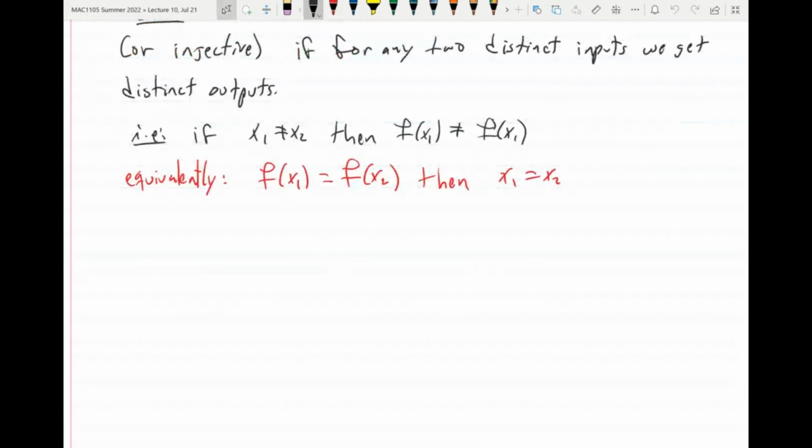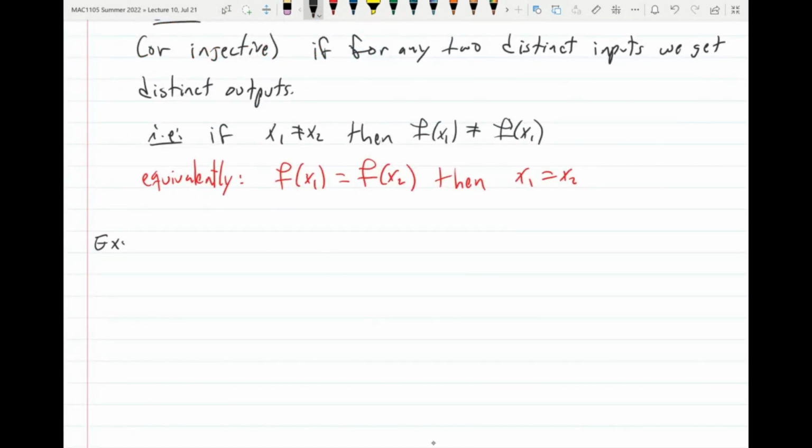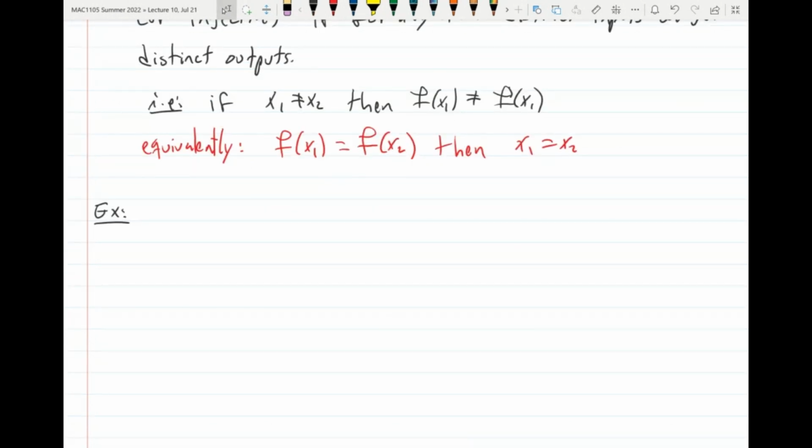Let me show you a little example. For example, we have the function 2x plus 1. We showed that that function has an inverse, namely 1/2 x minus 1/2. So that function better be one-to-one, right? Both of those. So let's show it. Show that f of x equals 2x plus 1 is one-to-one.